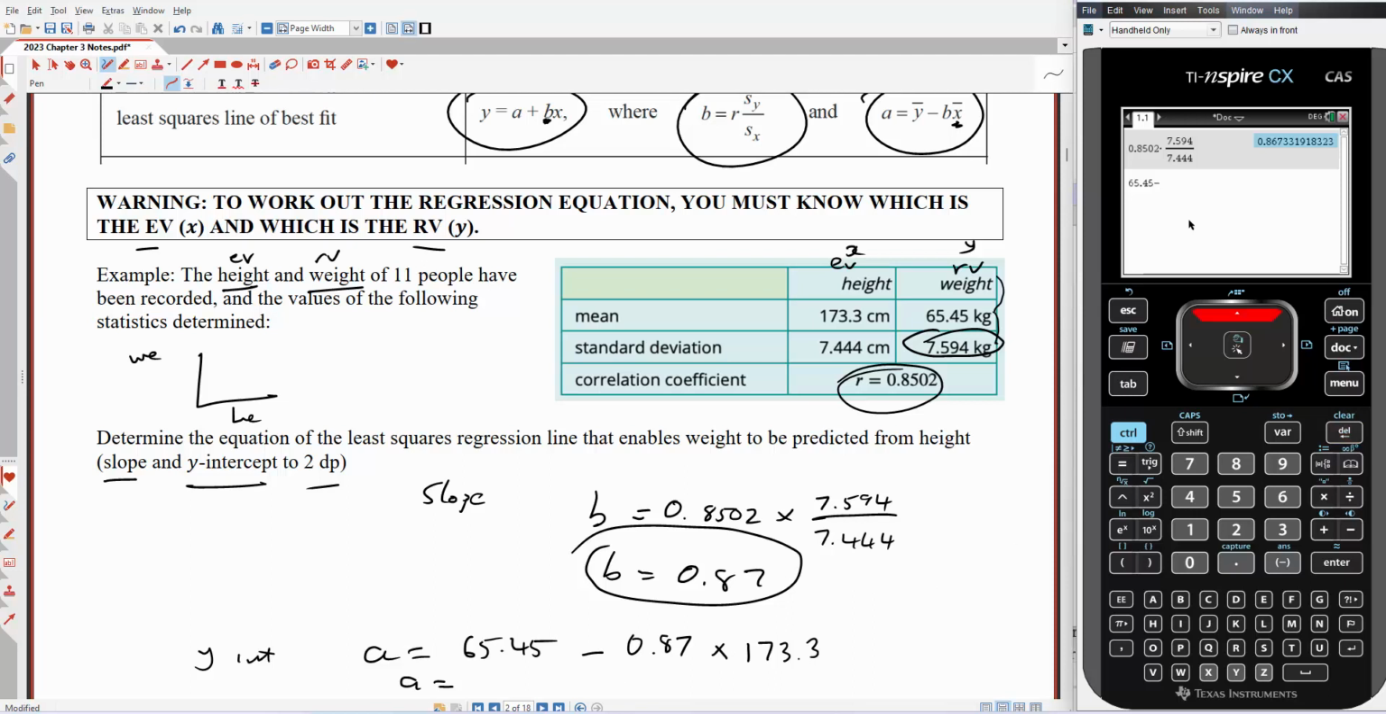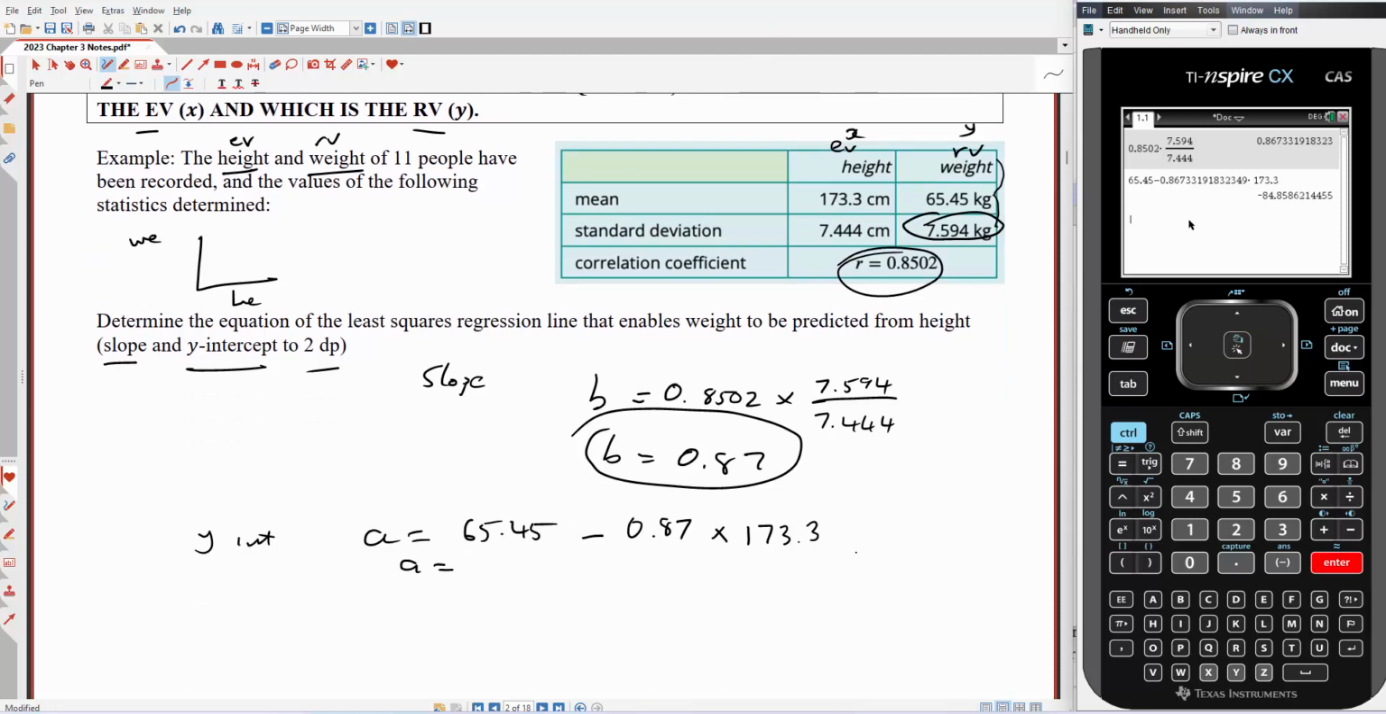What I'm going to do on the CAS is go up and copy that down, multiply that by 173.3, and just make sure that we're not going to get caught out rounding an already rounded answer. Okay, so we get an a value of negative 84.86. And that might have come out if you use the rounded version, I'm not sure, but it's best to be cautious.